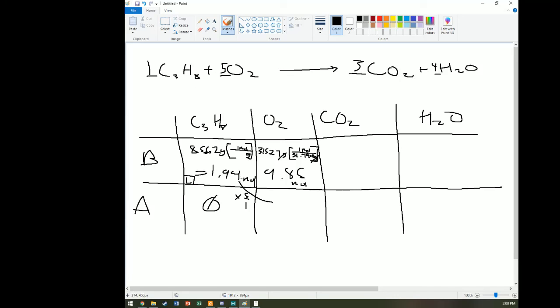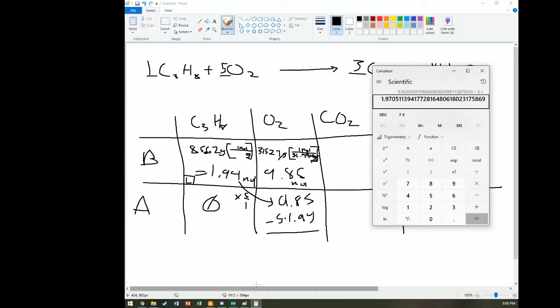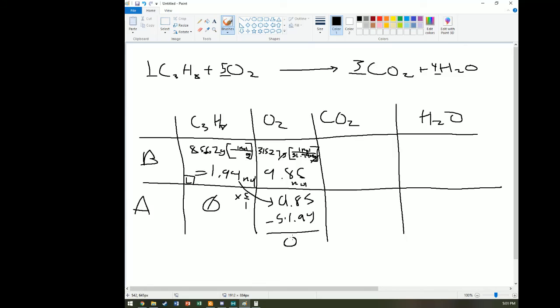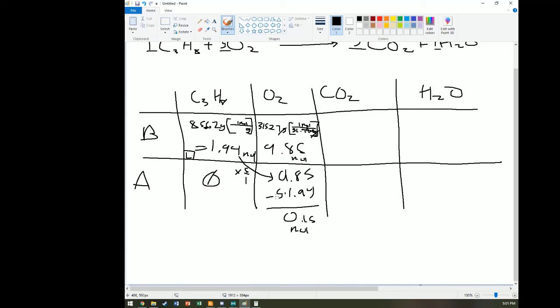So if I were to multiply this by 5, we would get 9.85 subtract 5 times 1.94, and that would give us the moles of remaining gas, the moles of oxygen that remain. So I do 9.85 subtract 5 times 1.94, and that yields 0.15 moles of oxygen remaining after the reaction.